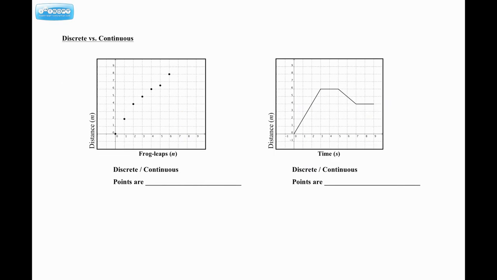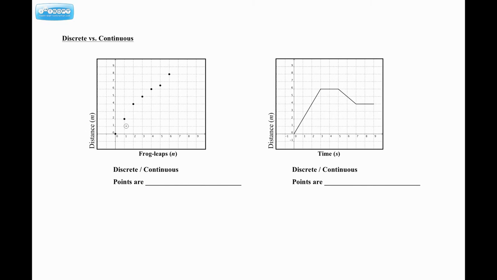All right, here's a nice review from before. We talked about discrete relations versus continuous relations. Here we have a graph with a bunch of dots plotted. Horizontally we have frog leaps, the variable is n. And then we have distance, m, I guess that's meters.